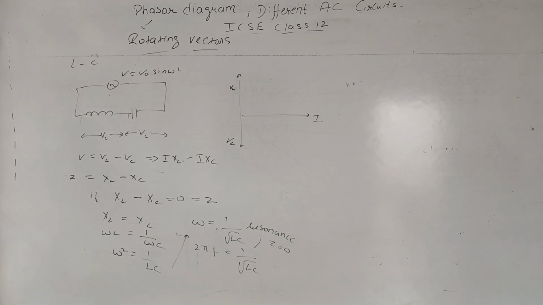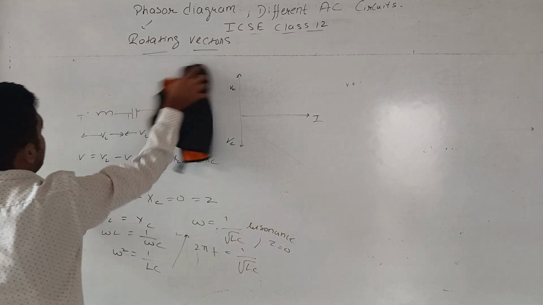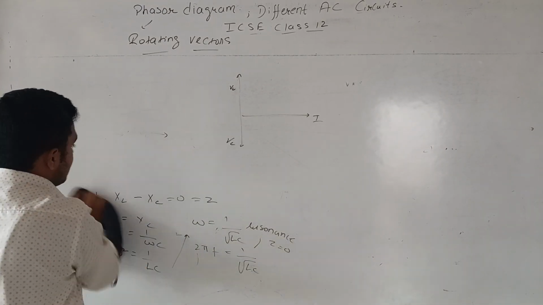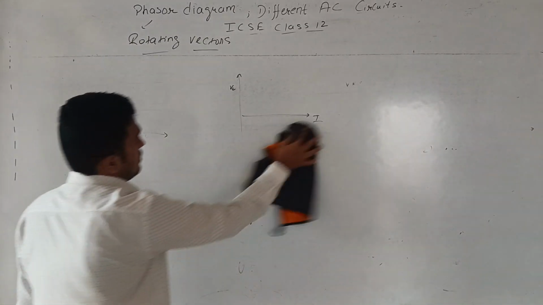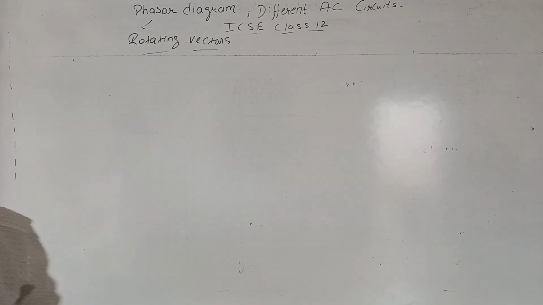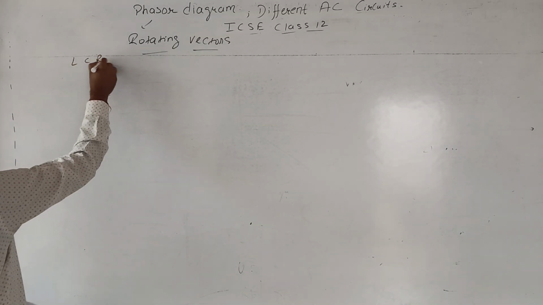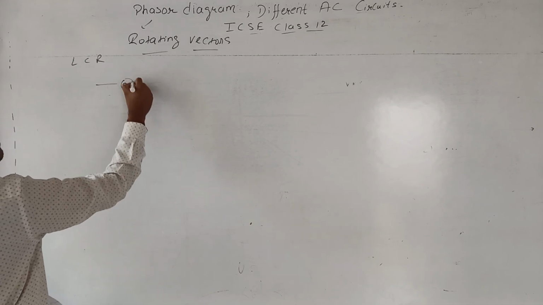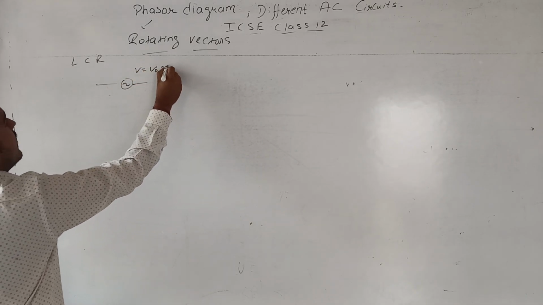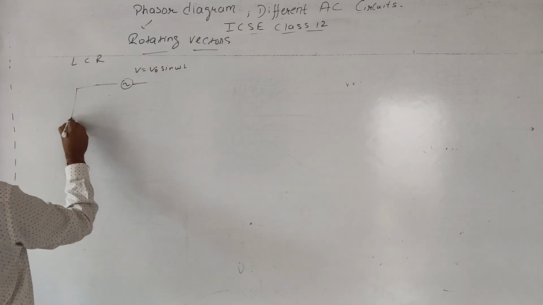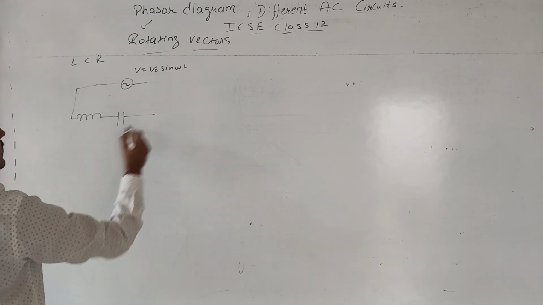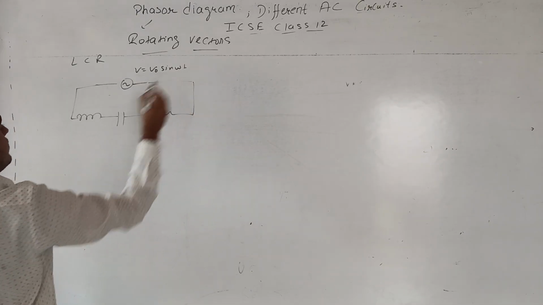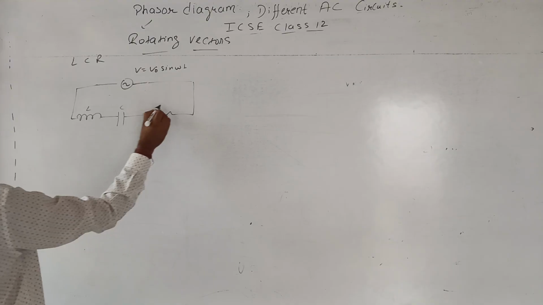Now last is our LCR circuit. This is the most important circuit. LCR means the resistance, inductor and capacitor, all three are in series. So in the LCR circuit all are in series, L, C and R. Similarly we have V is equal to V naught sine of omega t. Here first is L, then capacitance, and then resistance R.